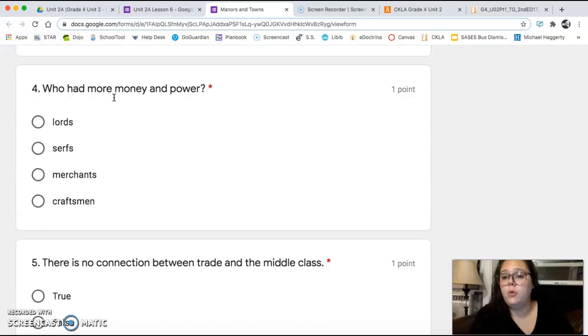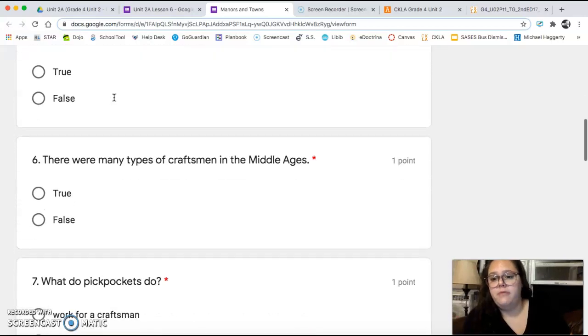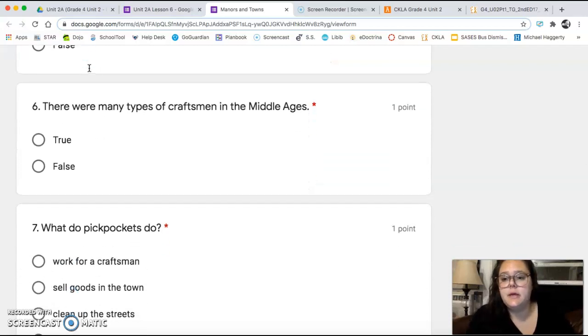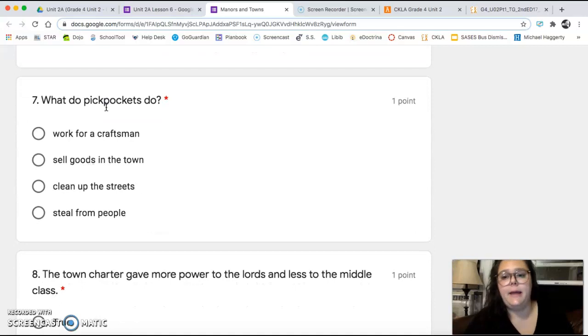Number 4, who had more money and power? Number 5 is true or false. There is no connection between trade and the middle class. Number 6, there were many types of craftsmen in the Middle Ages. True or false? Number 7, what do pickpockets do?